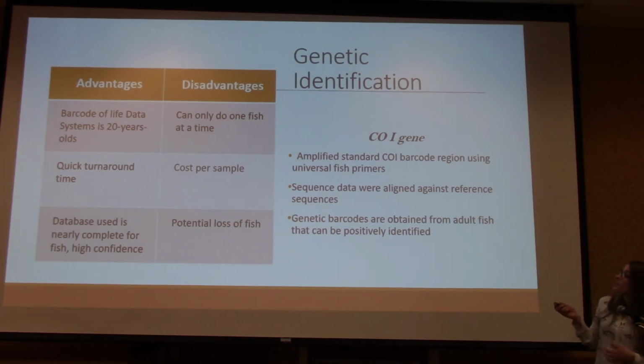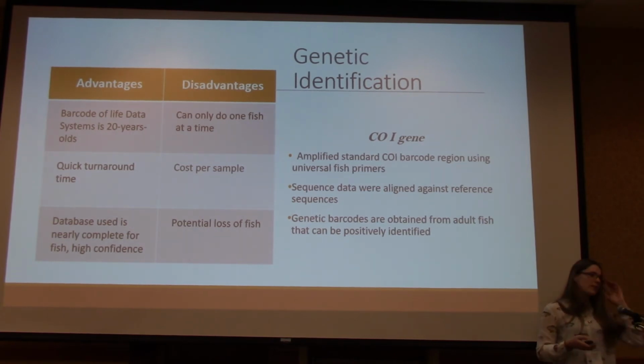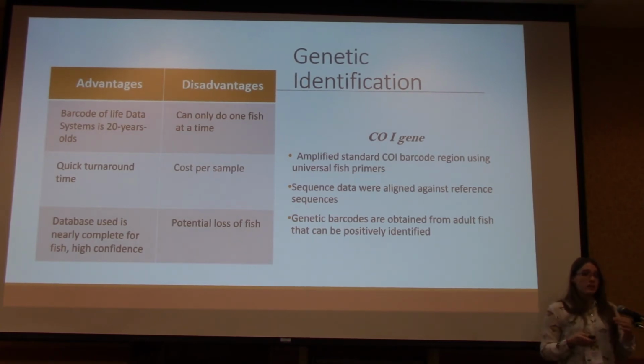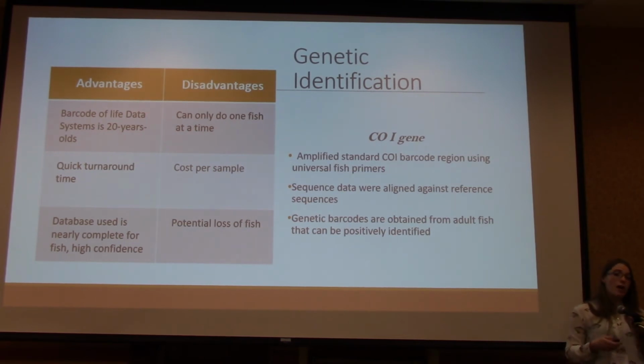And what they did is they used the CO1 gene for the genetic identification. And how this is done is they would amplify the standard CO1 barcode region using universal fish primers, and then use the sequence data that they collected to then align that against a reference sequence database, which was the Barcode of Life Data System. And all of the genetic barcodes in that database are obtained from adult fish that were positively ID'd, mainly because adult fish are easier to ID than larval fish, so you can have more confidence in your barcode if you're getting it from an adult.